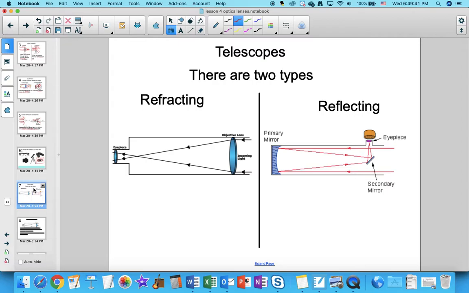So, the telescope. That's one we're going to talk about and focus on. There are two types: the refracting telescope and the reflecting telescope. Using these two images, pause the video and think about why one is called a refracting versus a reflecting telescope. And then on top of that, think about what kind of lenses or mirrors they use.